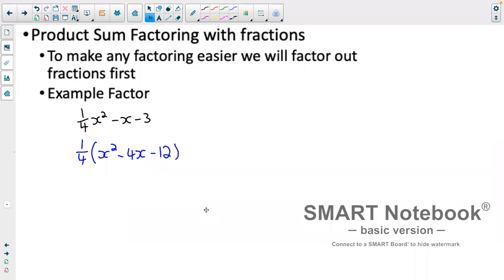Now from here, I'll do the product sum factoring. So we have a product of -12 with a sum of -4. So we have two things that multiply to -12 and add to -4. That would be -6 and +2, because those two multiply to give us -12 and they add to give us -4.